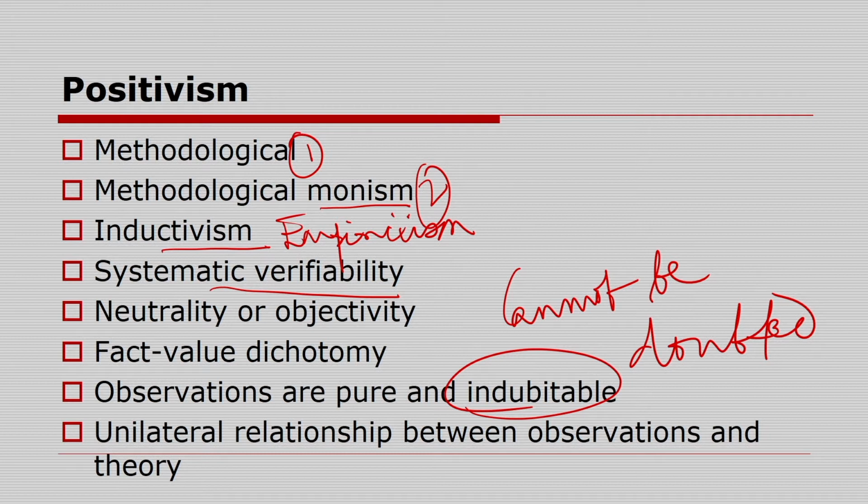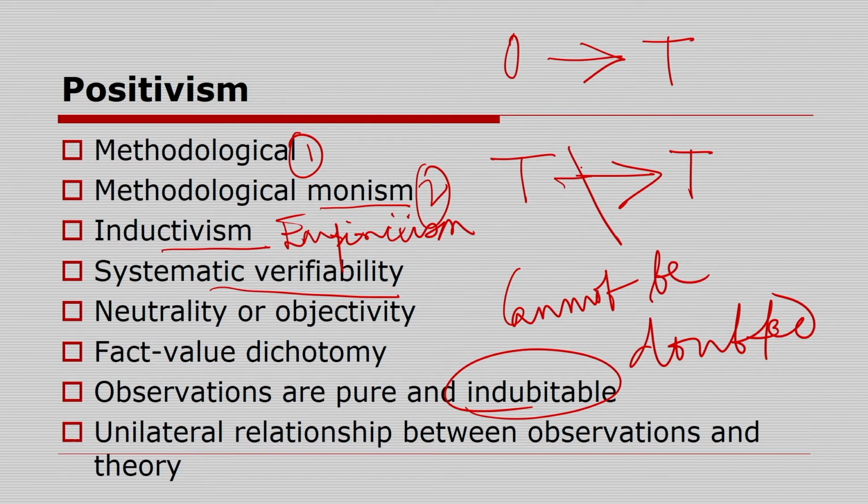And there must be a unilateral relationship between observations and theory. Observation always leads to theory, but theory does not lead to observation. There is always a unilateral relationship between observation and theory. Observations always lead to theory generation, but theory does not lead to observation, only in the positivistic schema.